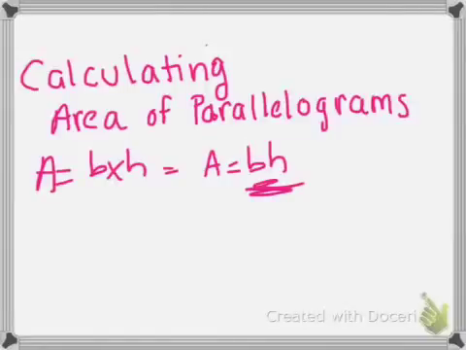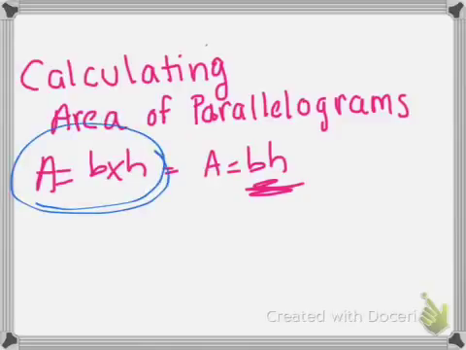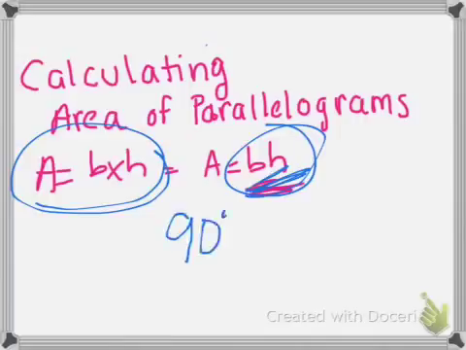When calculating area of parallelograms, you have to make sure to remember the formula. Area equals base times height. Okay? The most difficult part is going to be making sure you have properly identified the base and the height. Remember, the base and the height must form 90-degree angles, which means they will be perpendicular from each other.